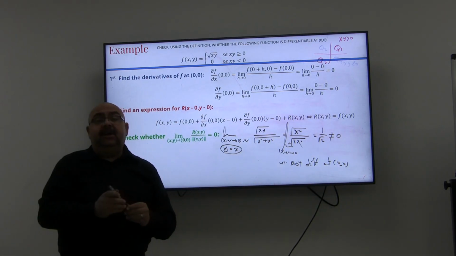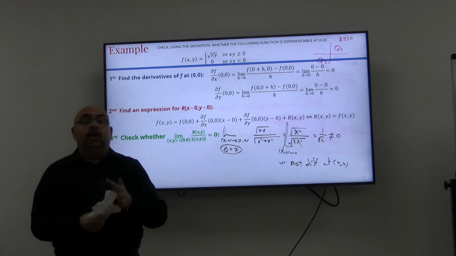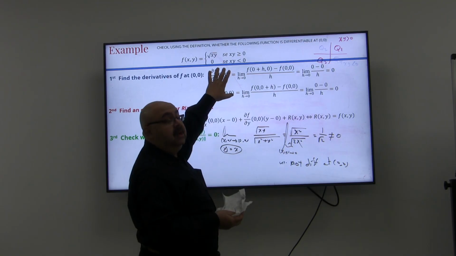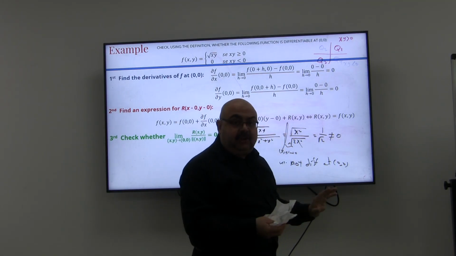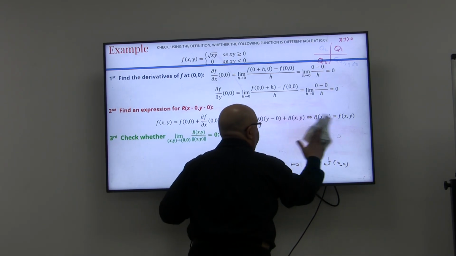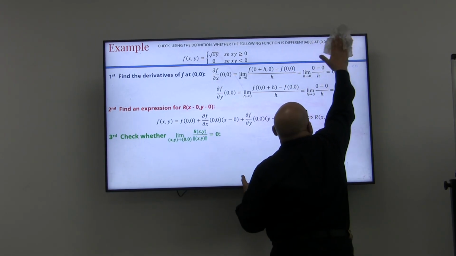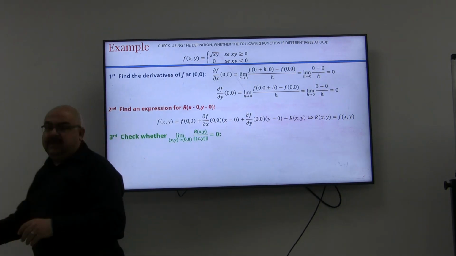This example is really very important, because as you can see, although the partial derivatives exist, and both of them are equal to 0, your function is not differentiable at the origin. So once more, if I'm trying to do this again, all I have to do is to start substituting as I told you.